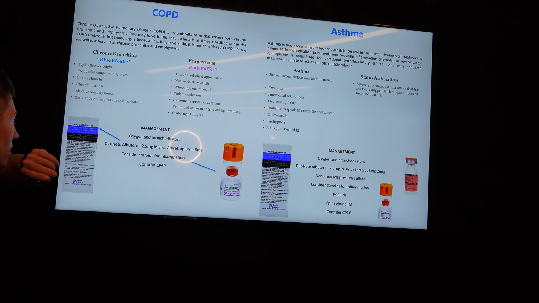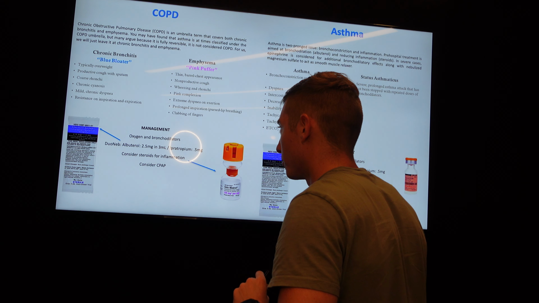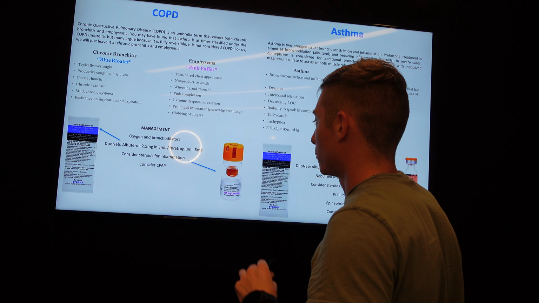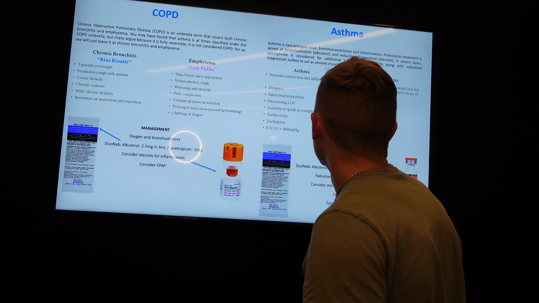We have oxygen and bronchodilators: DuoNeb, albuterol 2.5 and 3 milligrams, and ipratropium 0.5 milligrams. Consider steroids for inflammation. We're going to consider CPAP, that way we can force air into their alveoli.